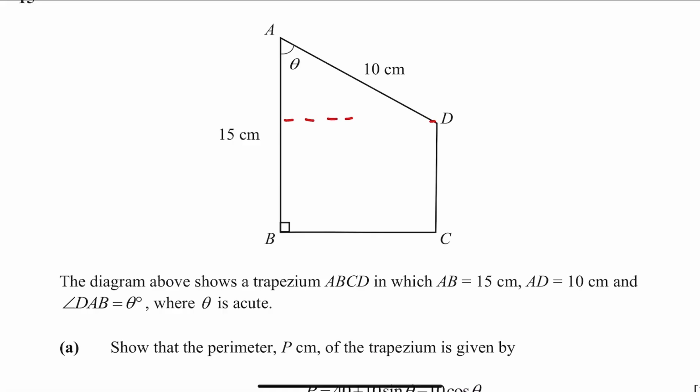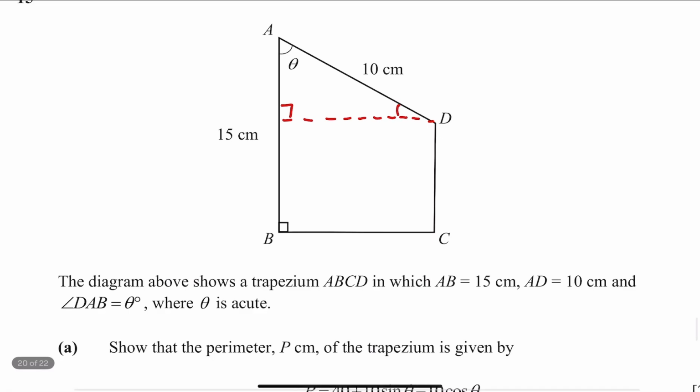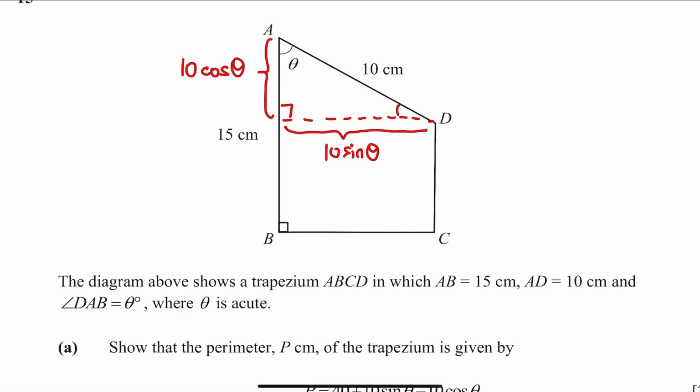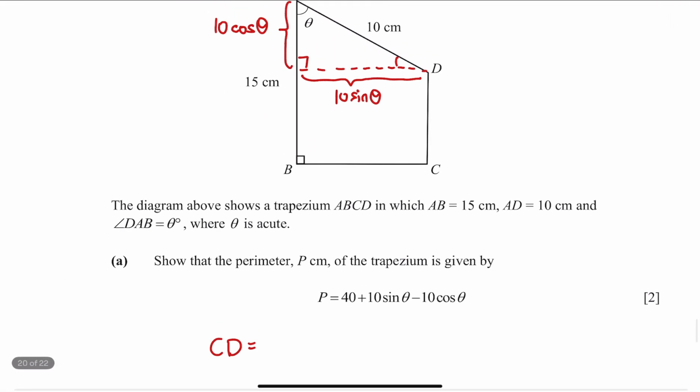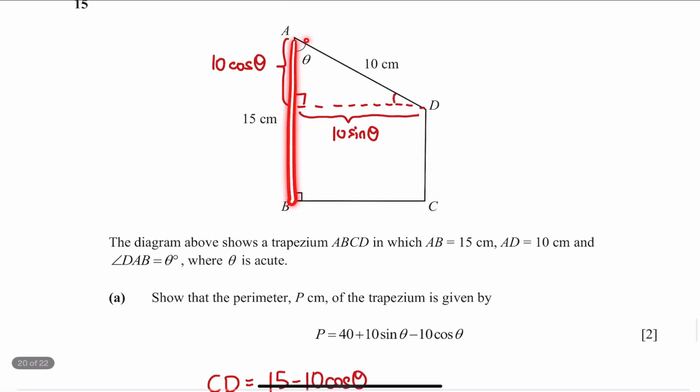A right-angled triangle over here, okay? And from this right-angled triangle, you can see that this length here would be simply 10 sine theta. This length here would be 10 cosine theta. Okay. So therefore, perimeter. Okay, I know that CD in this case here is 15 minus 10 cosine theta. Okay, this length here is 15 minus 10 cosine theta.